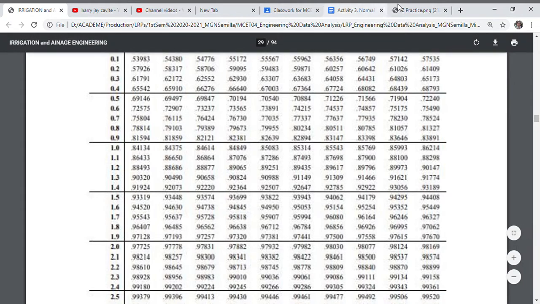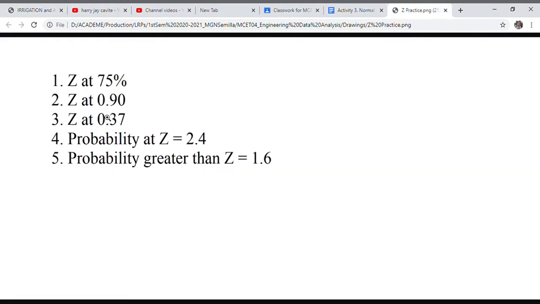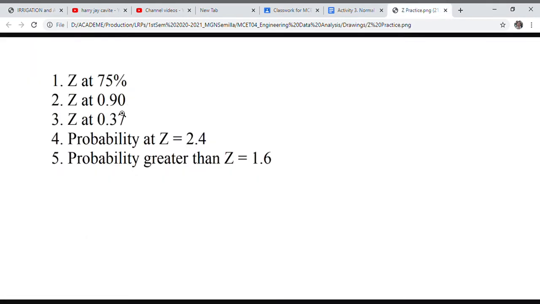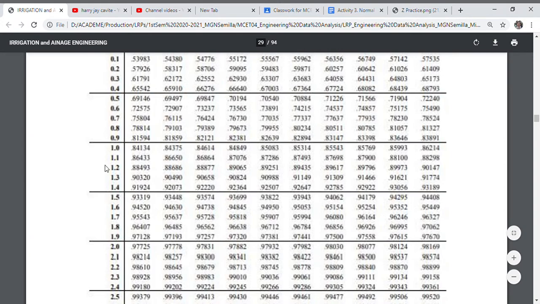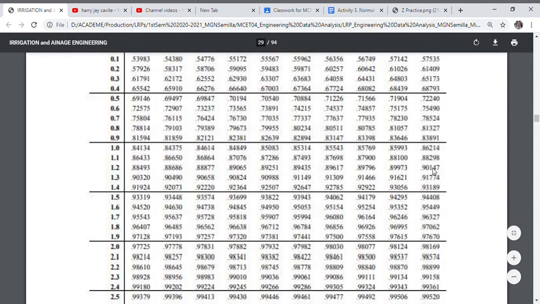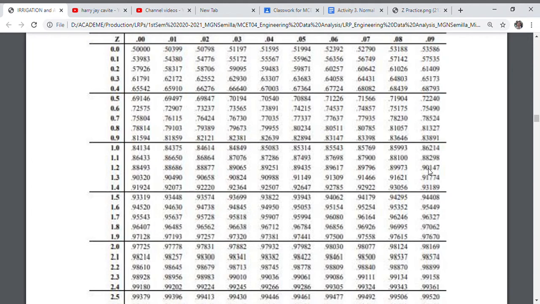For number 2, we find the Z at 0.9, which means 90% probability. So we again find 0.9 here. We have 0.89 and then 0.90, so that's 1.28 or 1.29. You could use either of the two, 1.28 or 1.29, or interpolate.